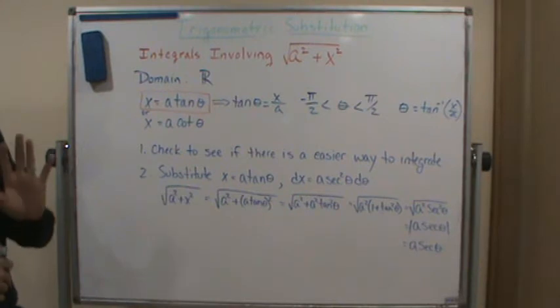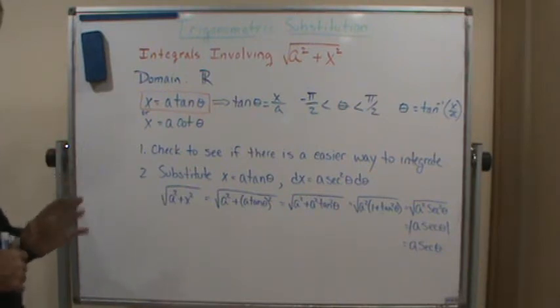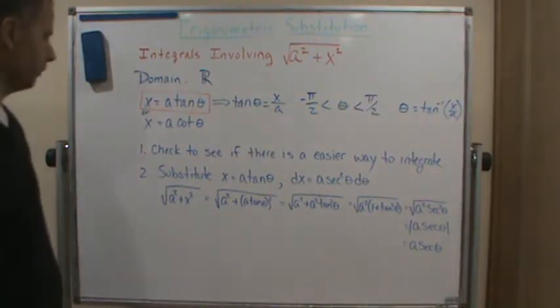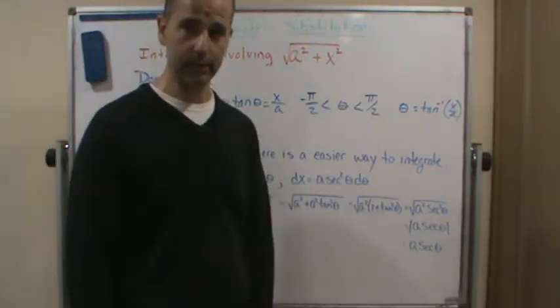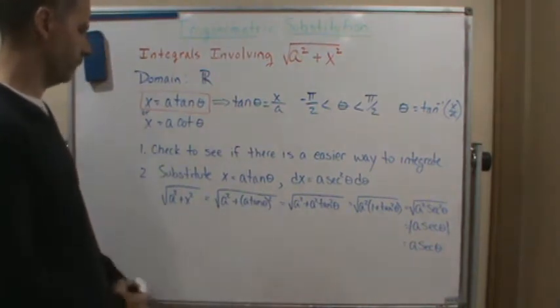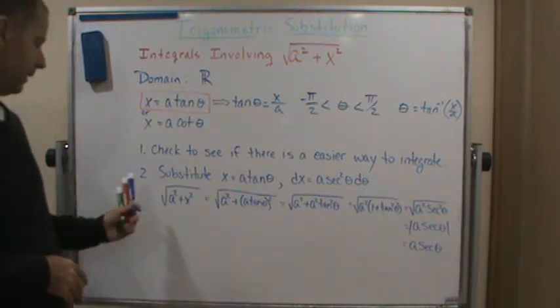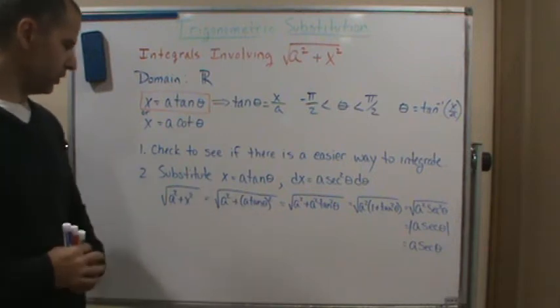Now let's talk about the steps. First of all, you're going to want to find out if there's an easier way to integrate. If there is, great, use that method. If there is not an easier way to integrate, then use the substitution that we have.